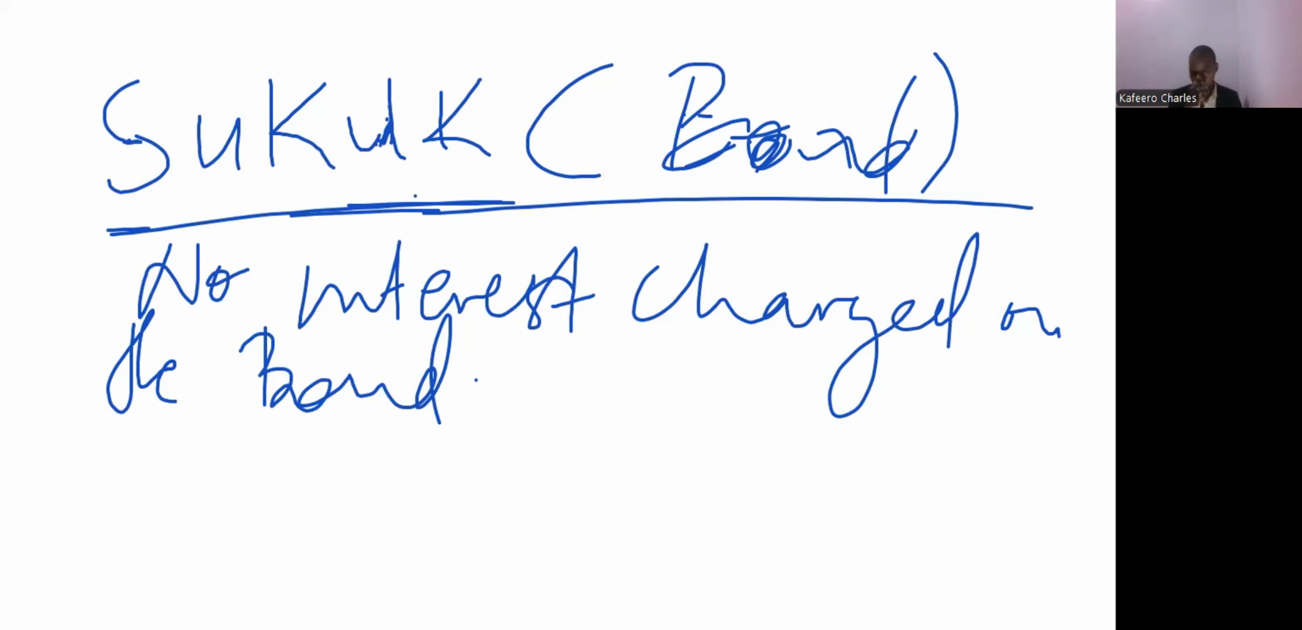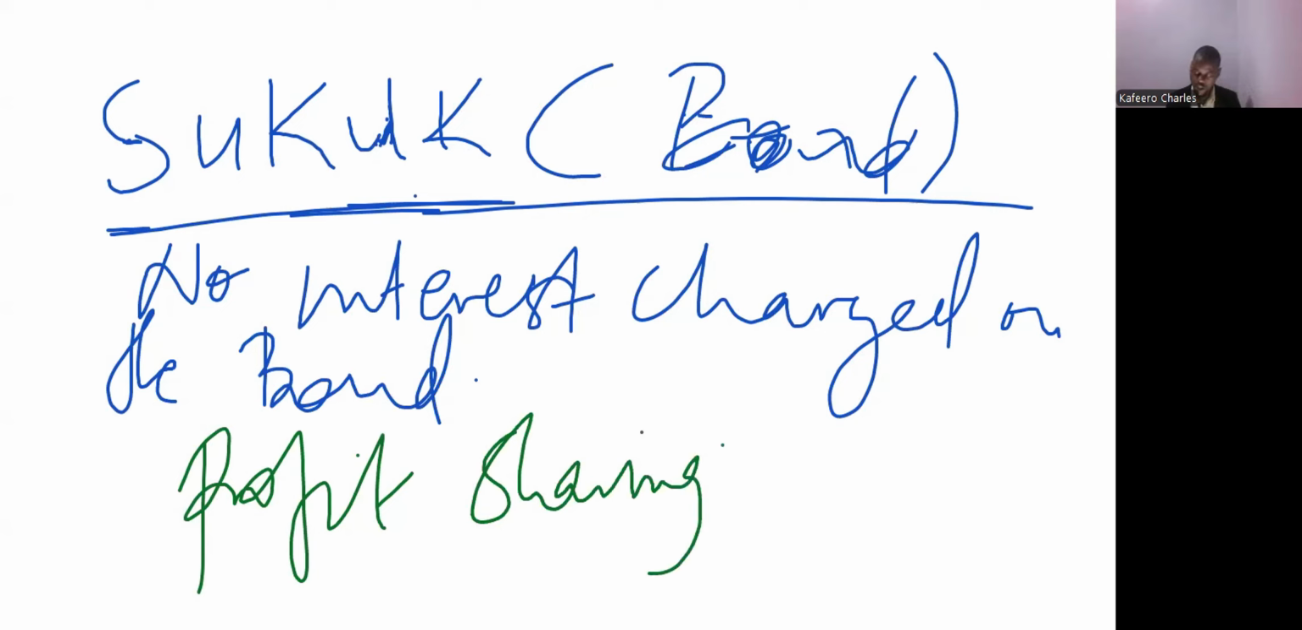Now, what is the aim? Because if you are not going to have any interest, what's the aim? It aims at profit sharing, by offering the investor, the person who is investing the money, ownership in the business. The profit sharing is in the sense that I can give you the asset, only that you are going to allow me to be part of your business.